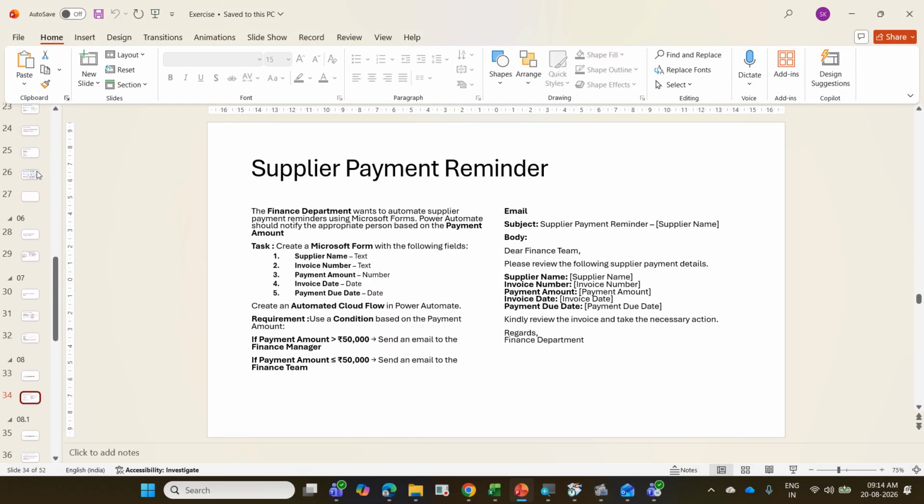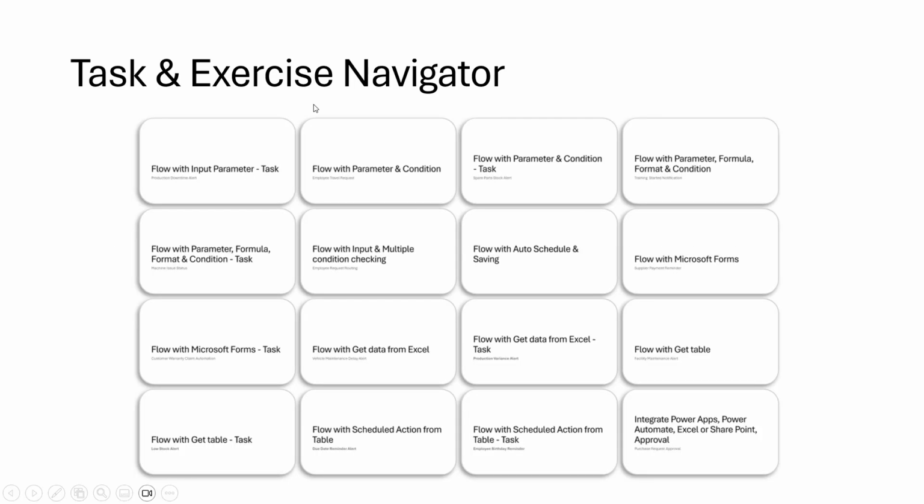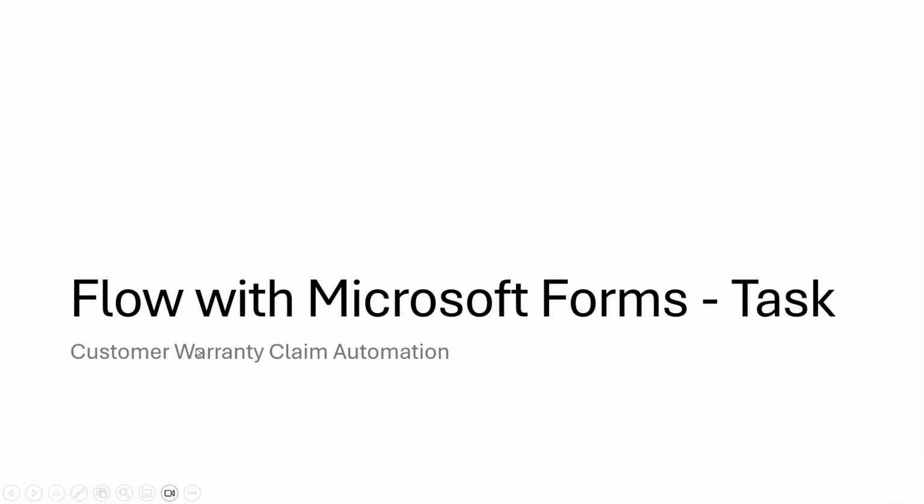So now what I want you to try here is, maybe this part I did it, flow with the form. Maybe this one I want you to try. So flow with Microsoft Forms, customer warranty claim automation. So a customer is going to claim for a warranty. For that, we are going to do an automation flow.